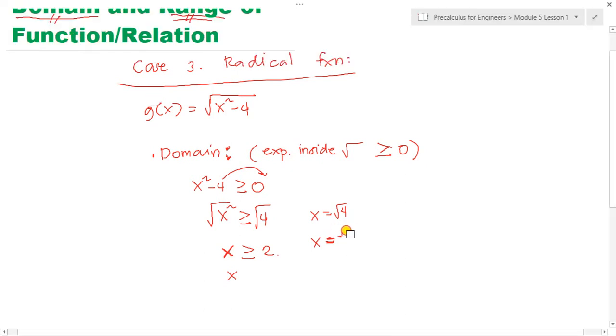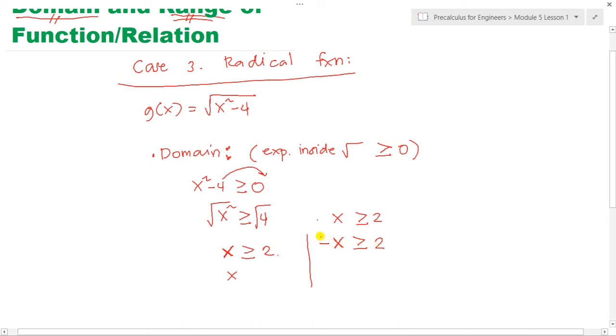Kay since gi-consider nato ang duha ka roots. Let's say we have here negative of x. Okay, diba? Let's say ang answer gid nato sa x could be positive or negative. So let's say negative of x is also greater than or equal to 2. Let's say ato man gi-denote diri ang principal root. Kung mag-denote tag principal root, duhay answer to sa x. The first one is positive x is greater than or equal to 2. And the negative x is greater than or equal to 2 gihapon.